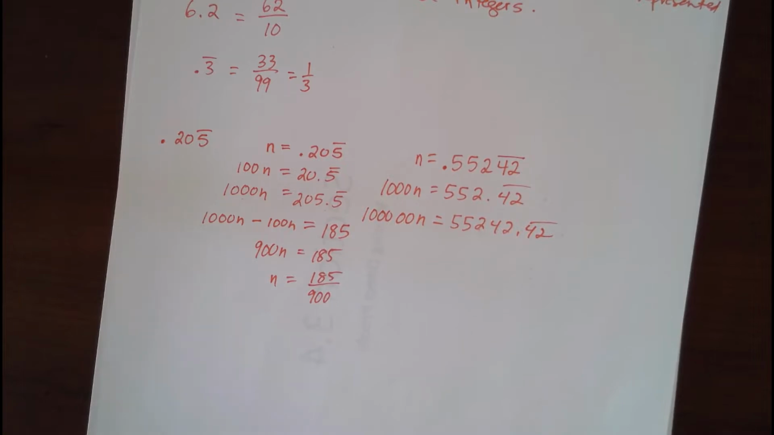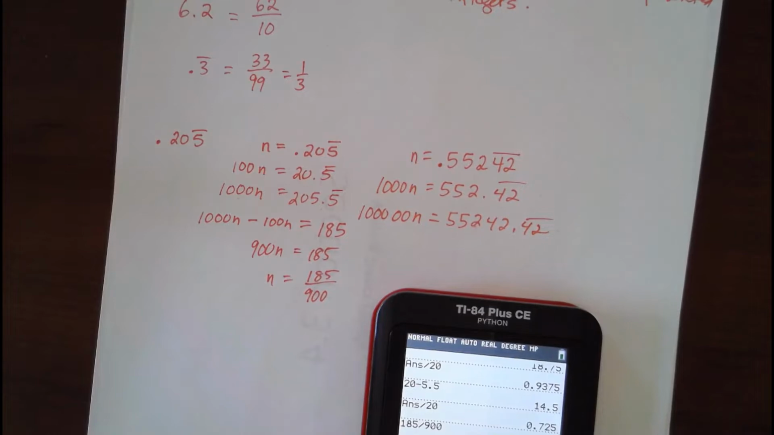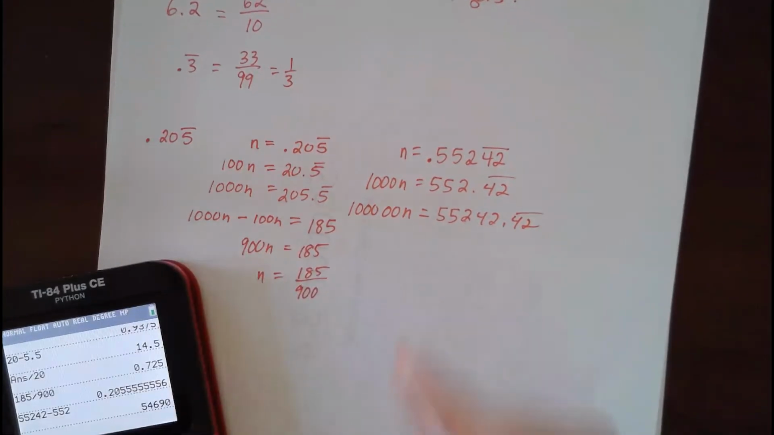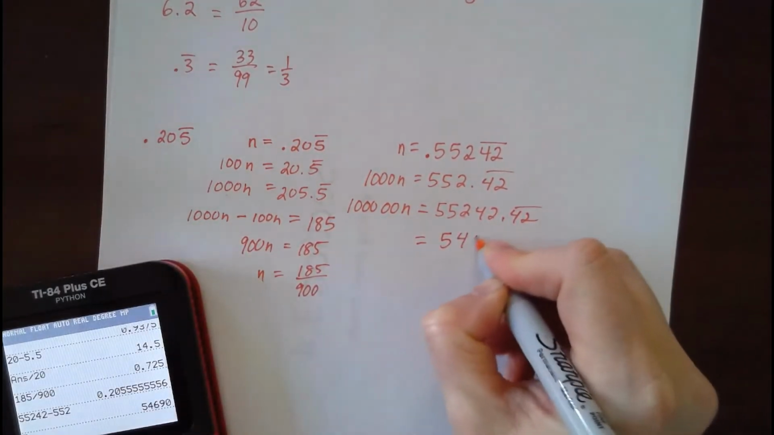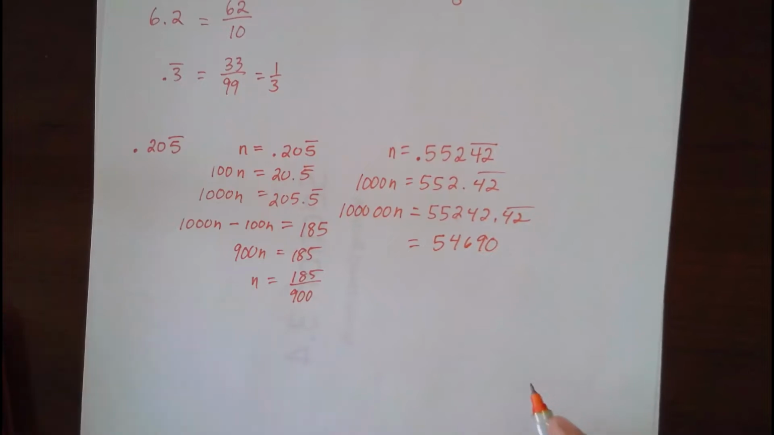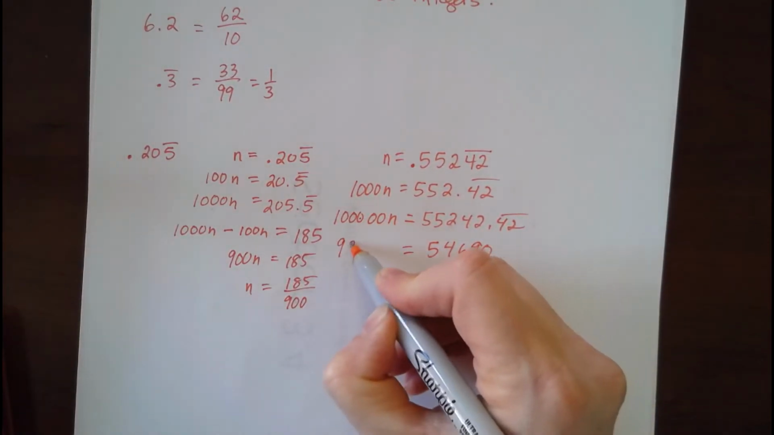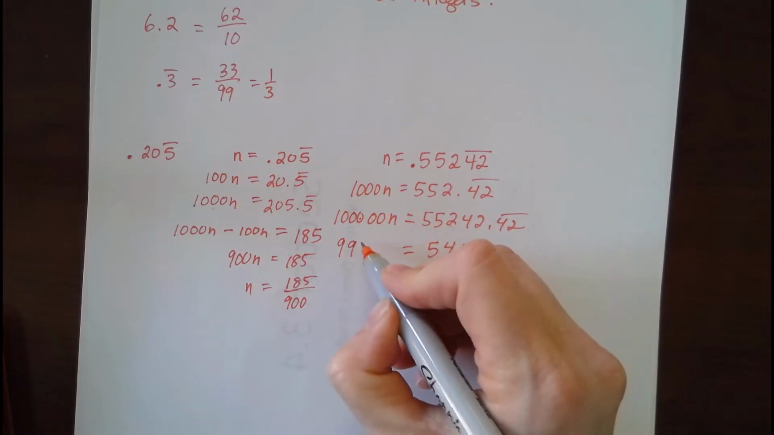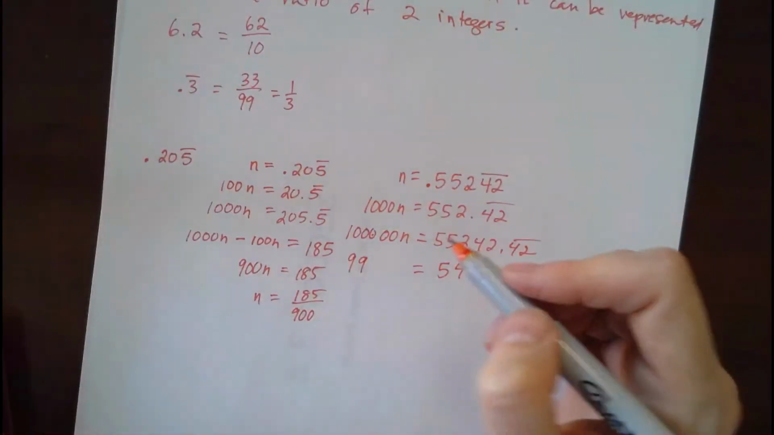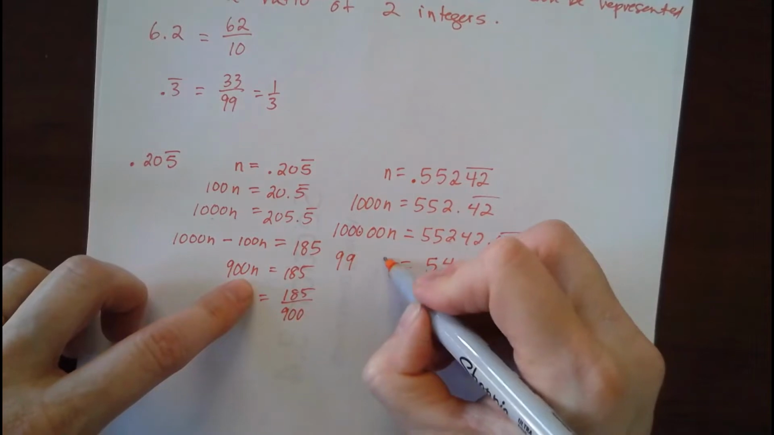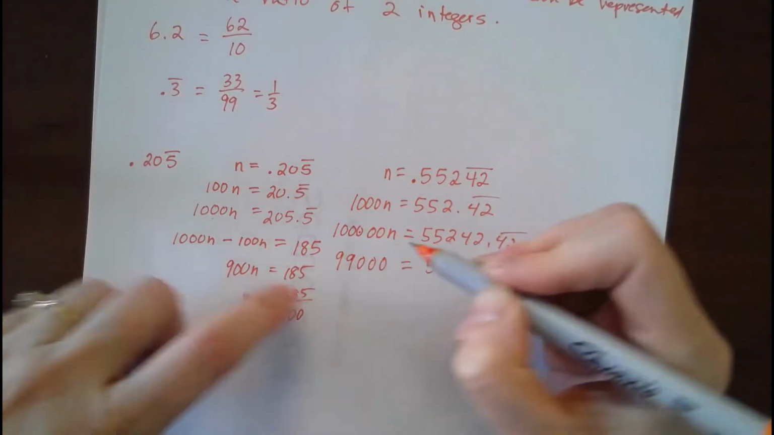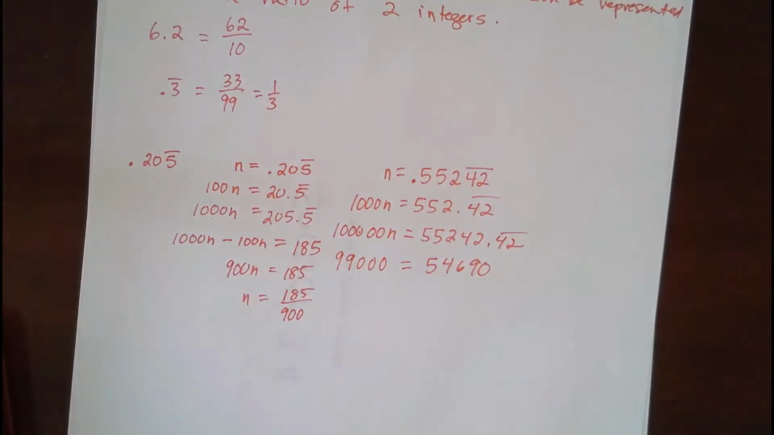All right, so let's see. 55242 minus 552. All right, so on this side I have 54690. And on this side, 1, 2, 3, I've got a 9. How many 9s should I have? 3? 0. I think that's right.